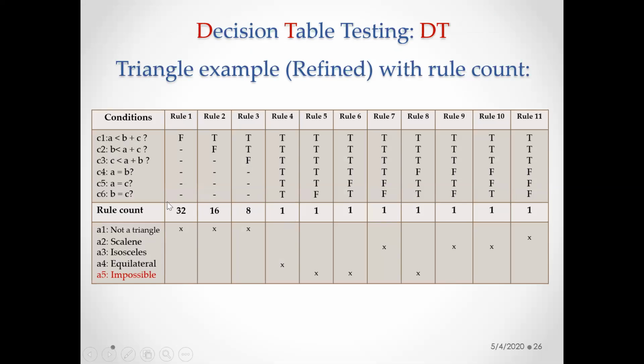So it is 32. Why? 5 don't cares, that is, 5 in 5 means each one is multiplied by 2. So 2 into 2 into 2 into 2 into 2. So 2 to the power of 5 will give you the answer for this. So here 4 don't cares, 2 to the power of 4. So here 3 don't cares, 2 to the power of 3.